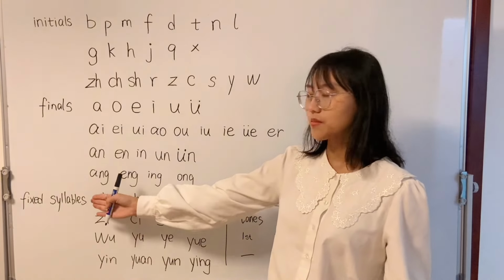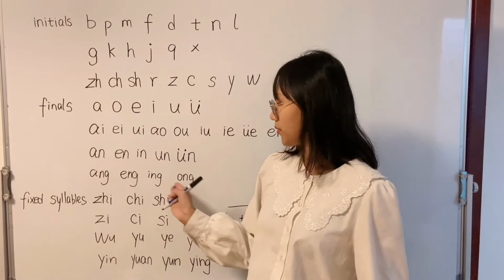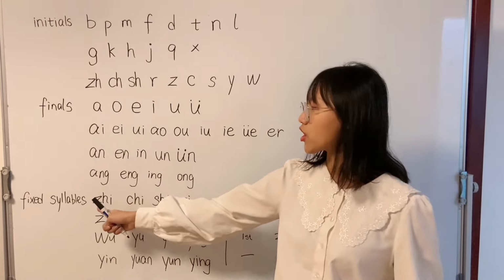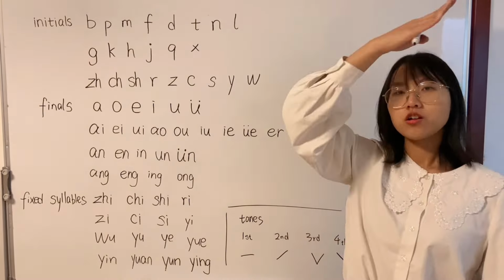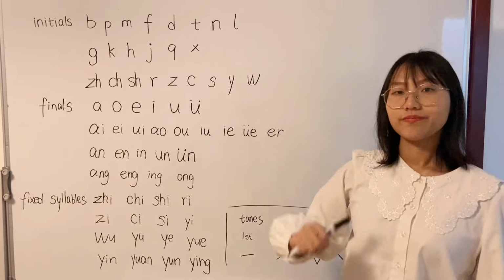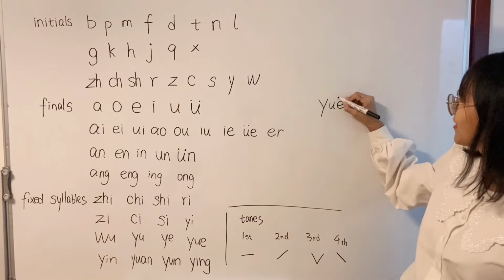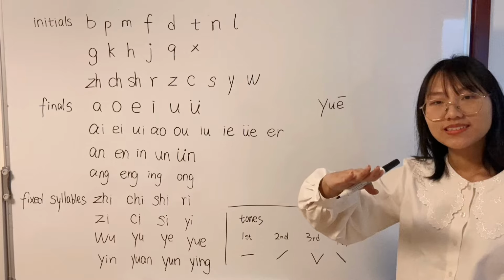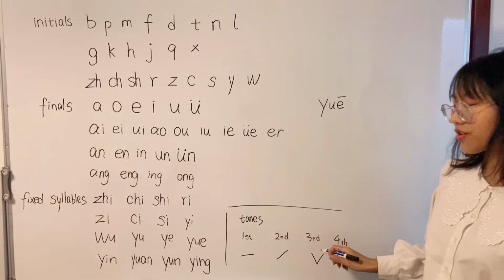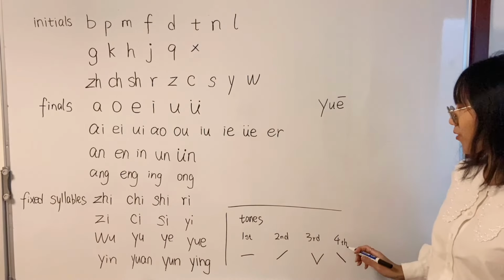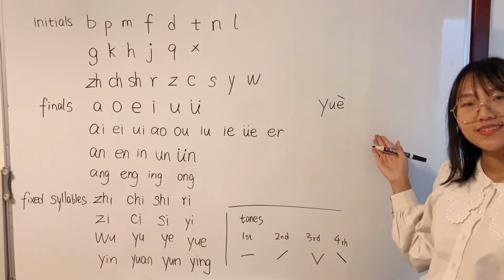Look at this. Fixed syllables. Remember, fixed syllables cannot go with initials and finals. So we just make our own thing. For example, zhi, we say the first tone, zhī, zhī, zhī. I say this one. This one is yue. I say the first tone, yuē. The second tone, it doesn't have a second tone as a character. The third, it doesn't have one as well. So the fourth one, yuè, yuè.